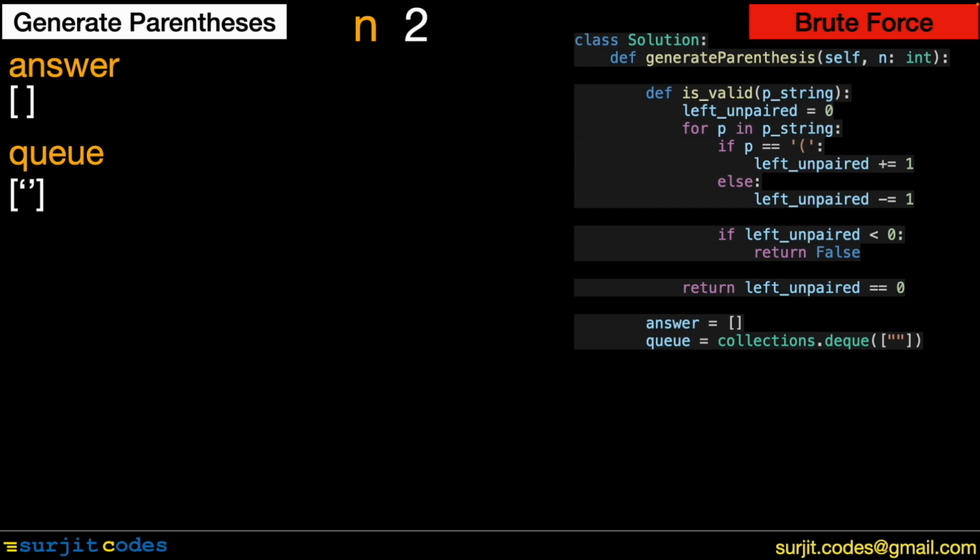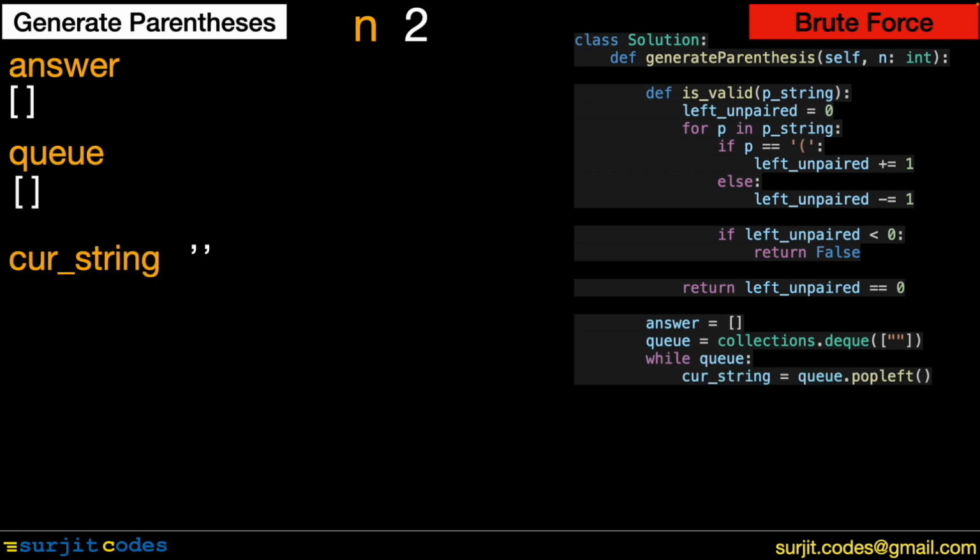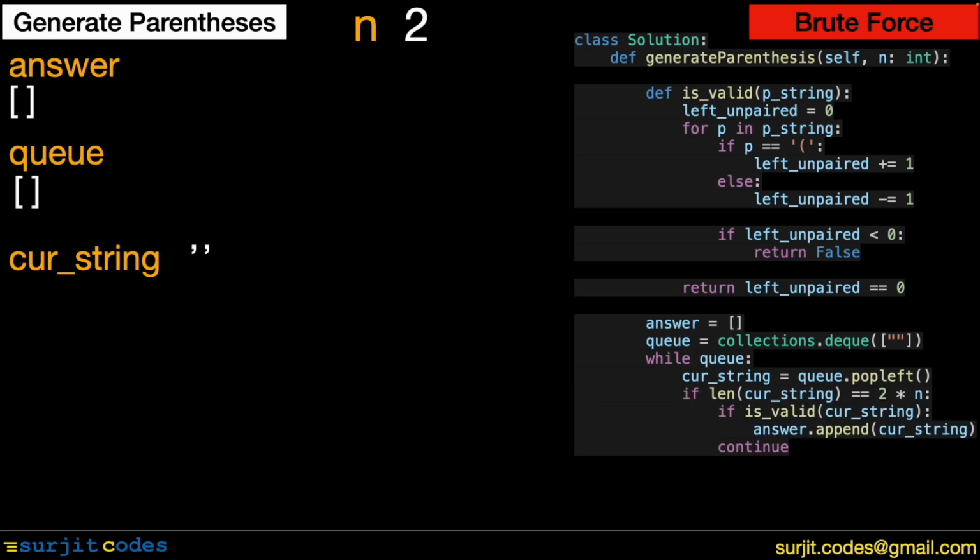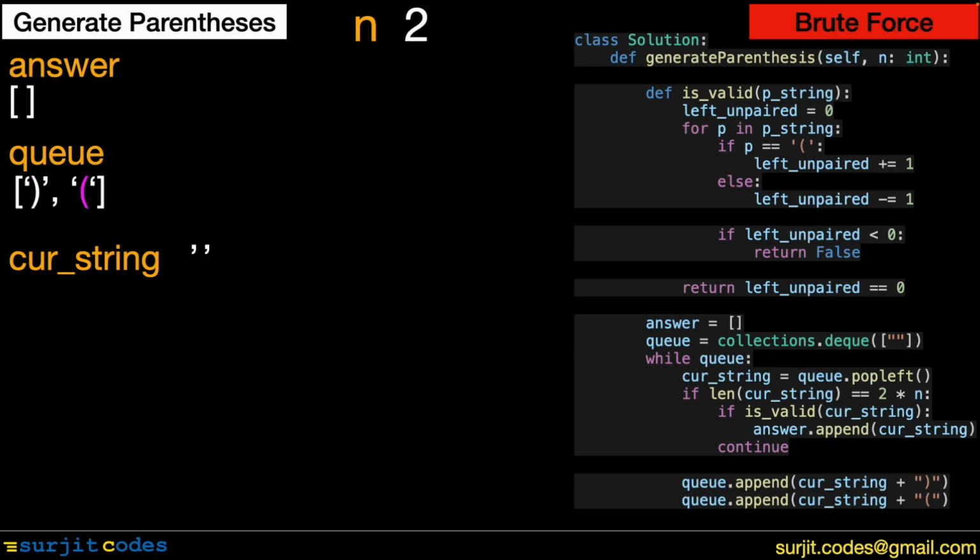We now proceed with the main function. We store an empty string in the queue. In the while loop, we pop out a string from the left side of the queue and save it in current string. When n is equal to 2, the final answer should have two pairs of parentheses with length 4. However, the current string length is not 4 as yet, so we skip the if statement. We append current string along with right parenthesis to the queue and again with the left parenthesis.